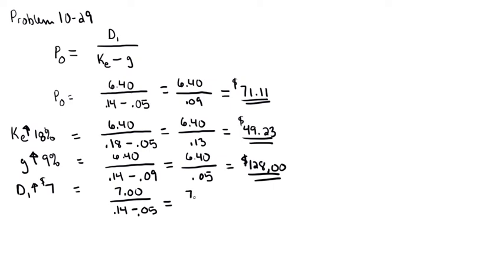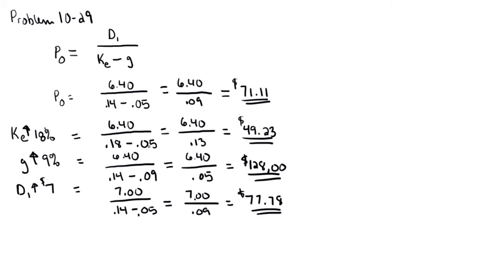Right? $7 divided by 0.09. And you can see that our stock price is going to go up slightly, right? In comparison to its original calculation. So we increased the dividend slightly, and therefore the value of the stock went up slightly.